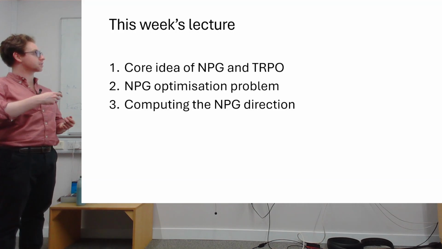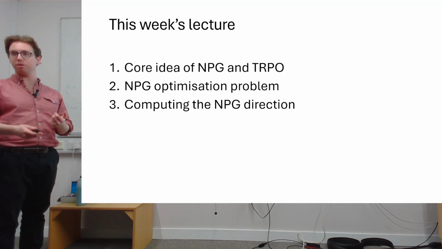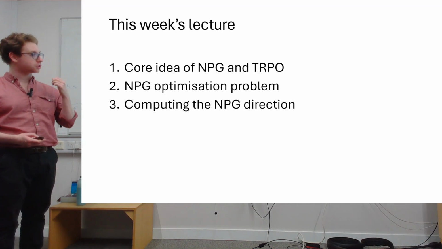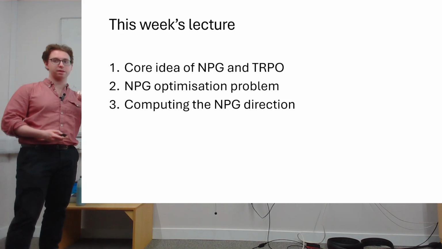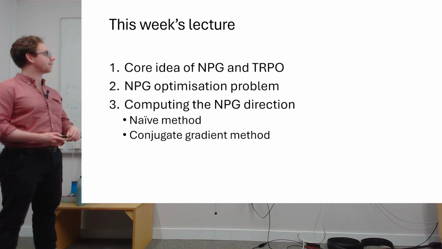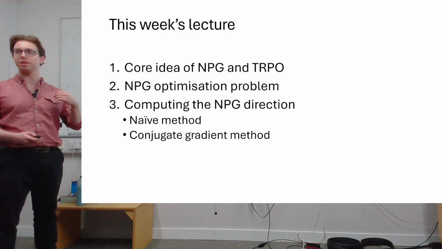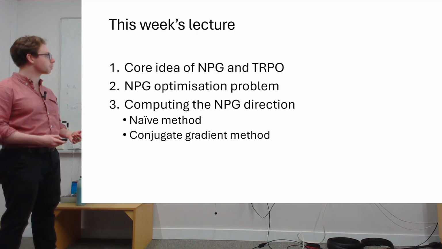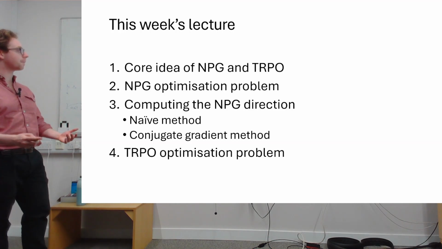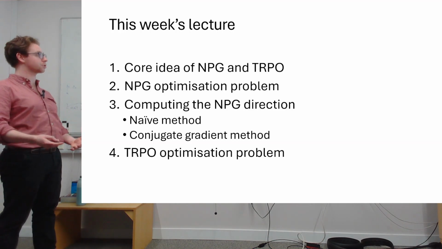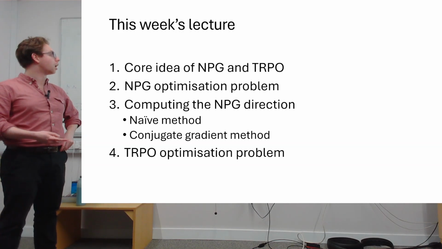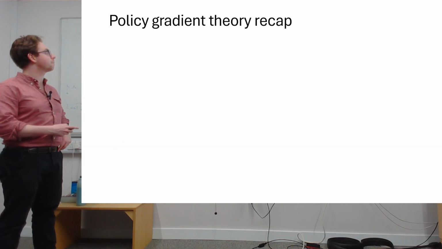And then we're going to discuss how you compute the update that you need to perform for natural policy gradient. We're going to discuss two different ways of computing this update direction. There's a naive method, and there's another method called the conjugate gradient method, which is much better in various ways. We're going to cover both of these. Then we're going to cover TRPO and look at its optimization problem and various tricks that it applies on top of NPG that make it a superior algorithm.